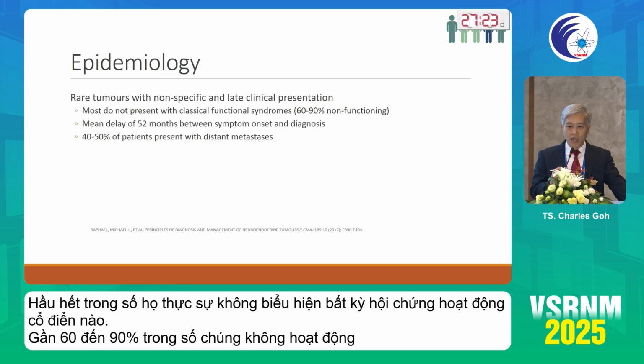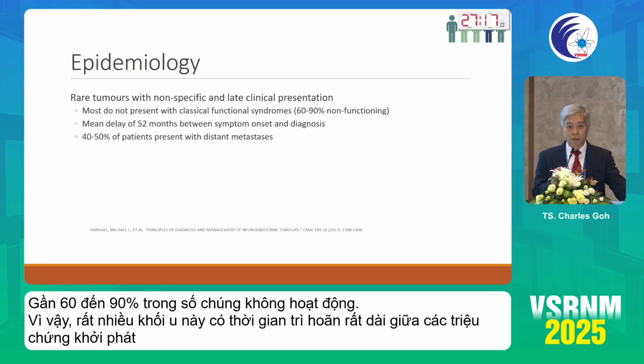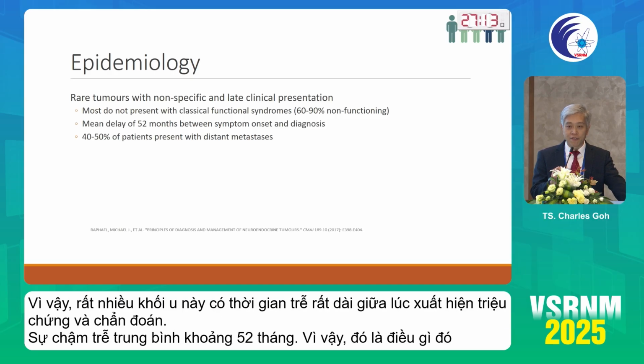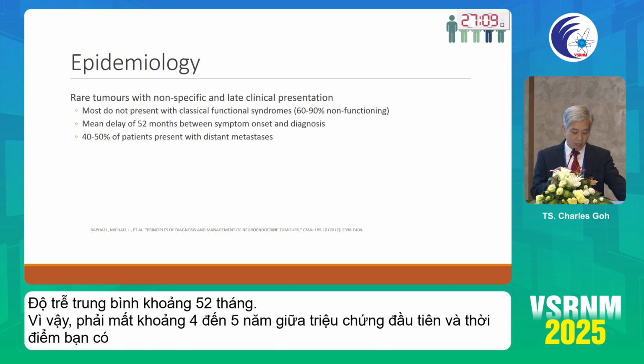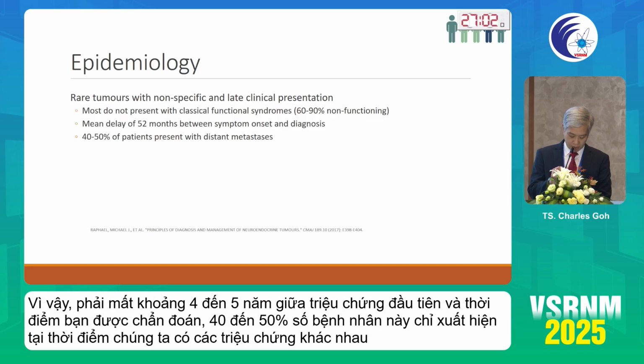Therefore, a lot of these tumors have a very long delay between symptom onset and diagnosis, a mean delay of about 52 months. So it's something like 4 to 5 years between the first symptom and the time you have the diagnosis. 40 to 50% of these patients only present at the point they have distant metastasis.